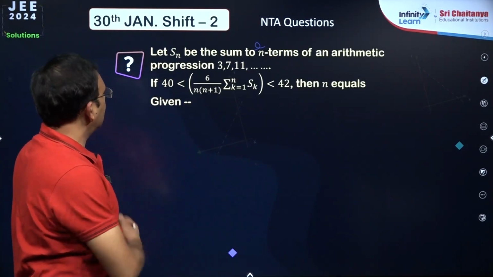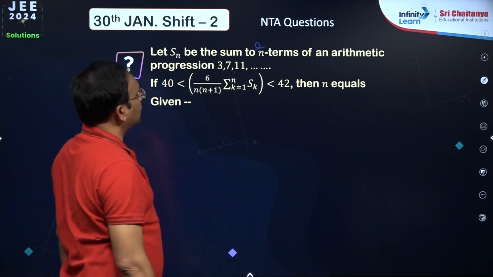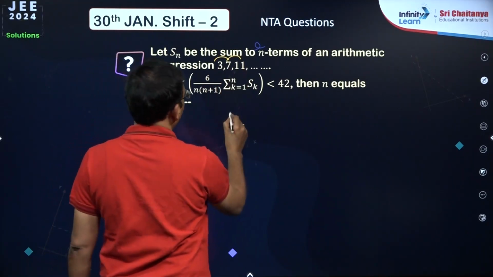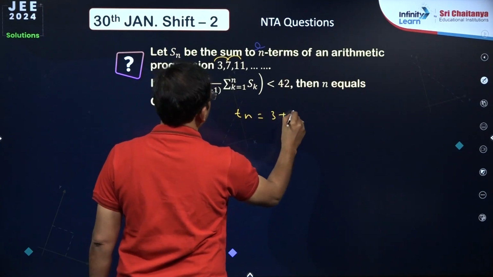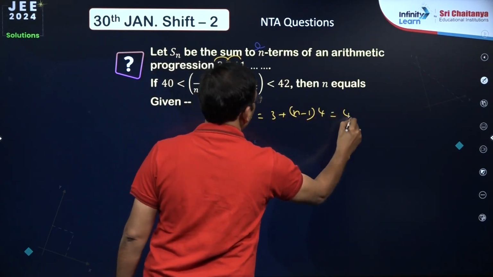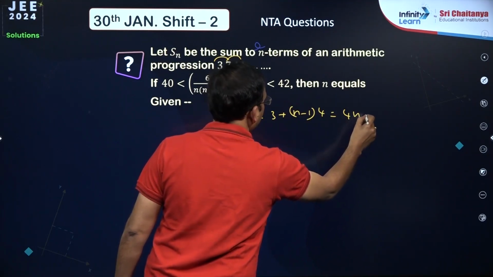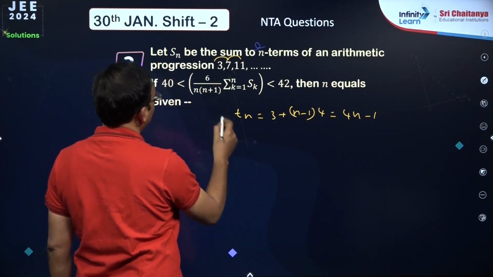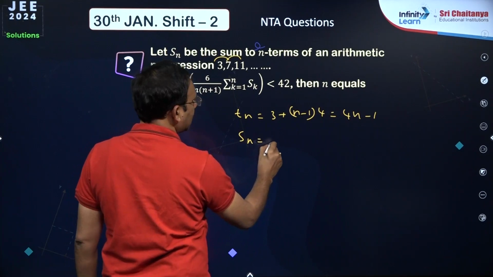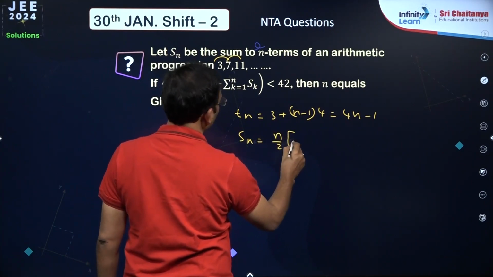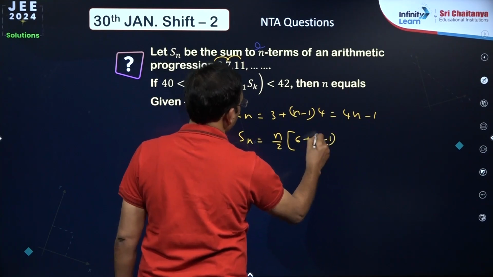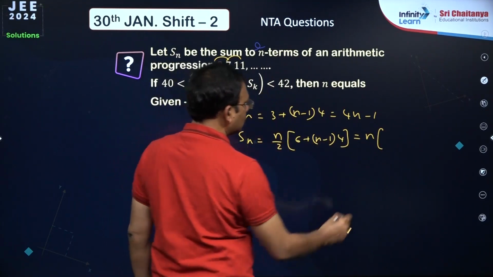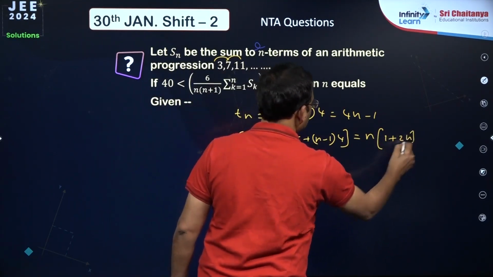The next, dear students, this question you can take like: Sn is the sum to n terms of an arithmetic progression 3 plus 4, 4 plus 7, 11, like this. So you can find the nth term here, a plus n minus 1 into d, which is going to be 4n minus 1. Now sigma Sk means this is going to be Tn, and Sn we want in fact, right? Sn equals n by 2 into 2a plus n minus 1 into d, which is n into 6 minus 4, that is 2, which becomes 1 plus 2n, which is 2n squared plus n.